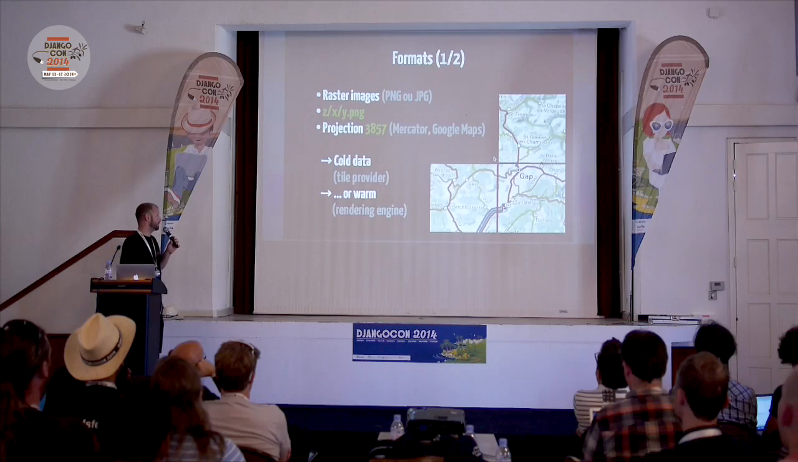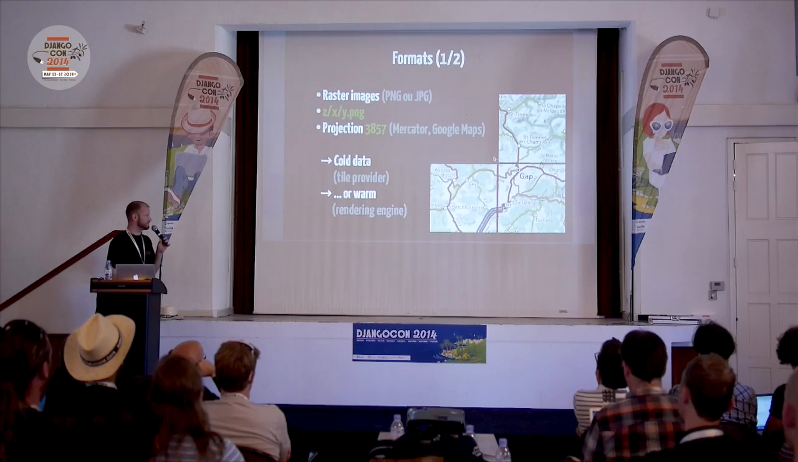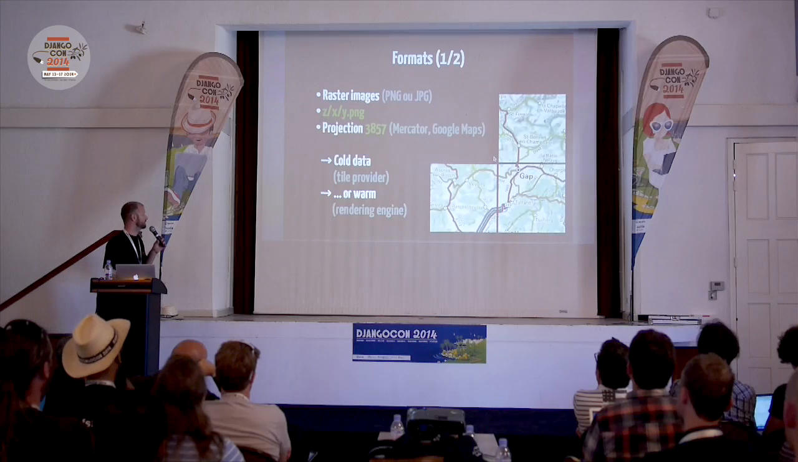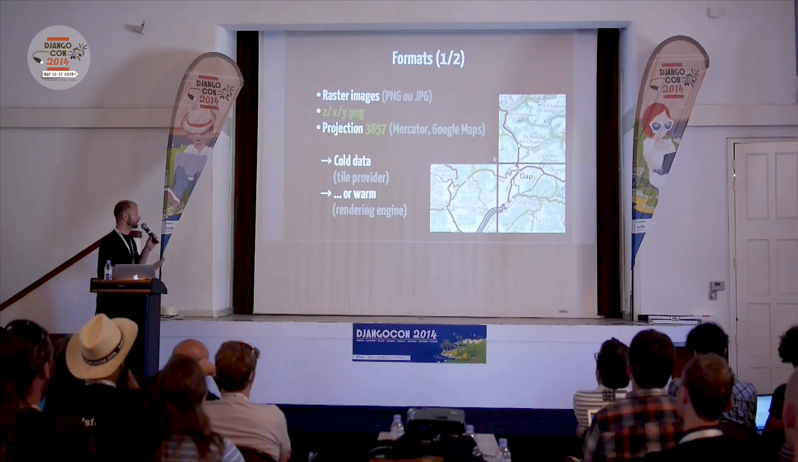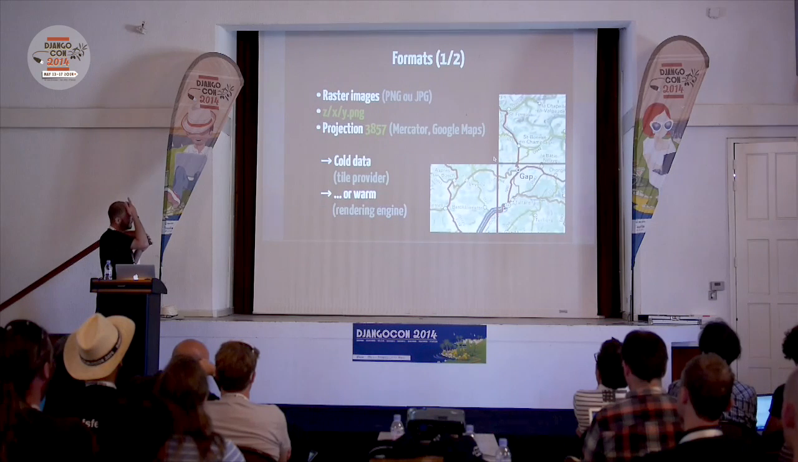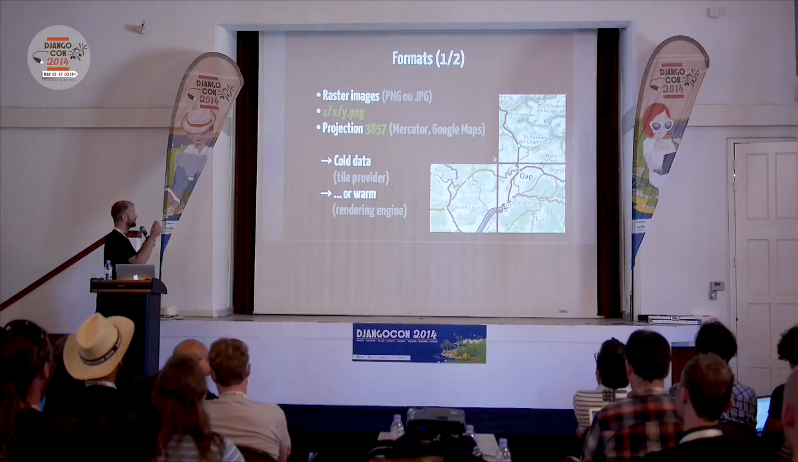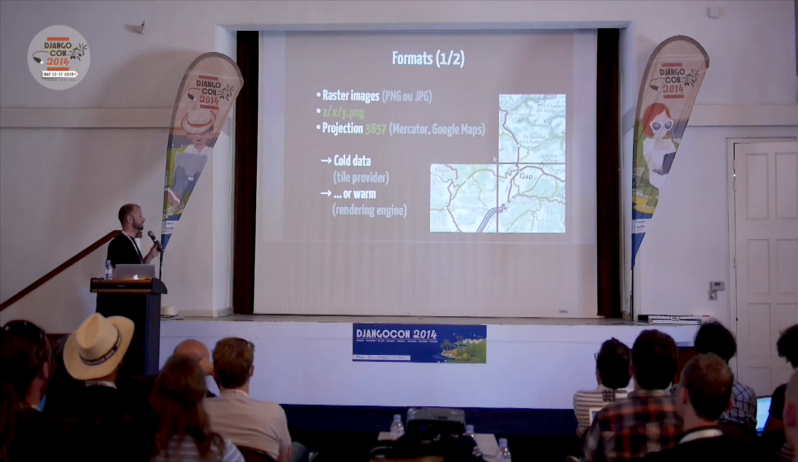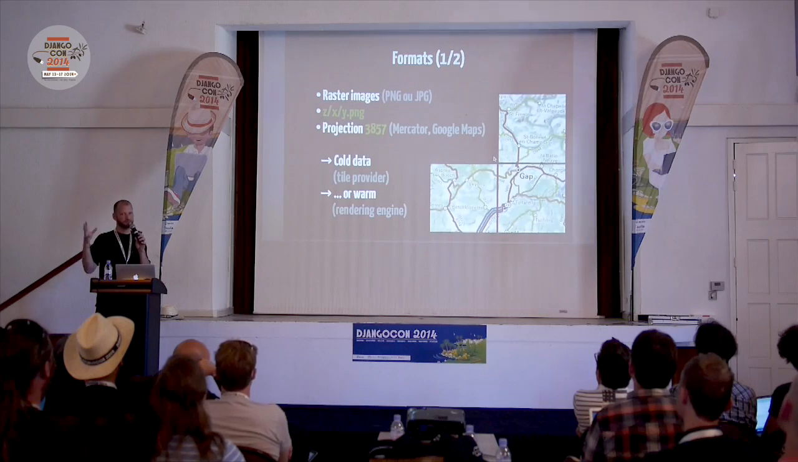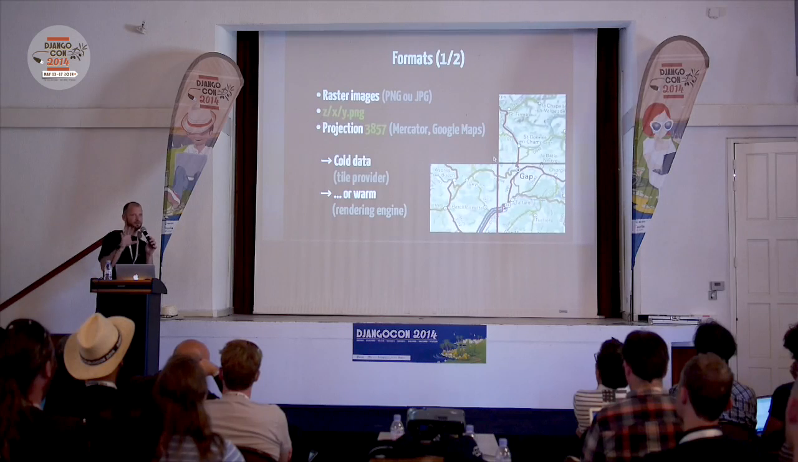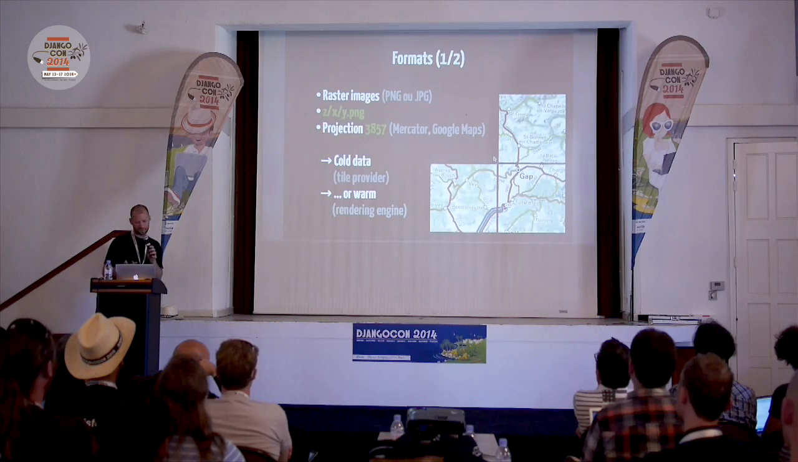The formats are very simple. The background images are PNG or JPEG. They're very simple. The zoom, it's like a folder tree of zoom, X and Y, which is like a grid, and the web mapping library will just download them, put them aligned, and the map background will show up. That's it. The projection is the one I told you before.